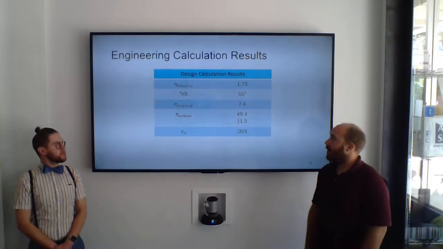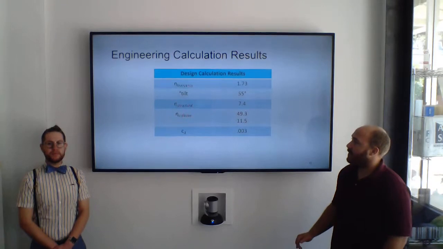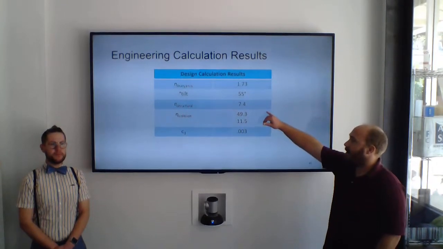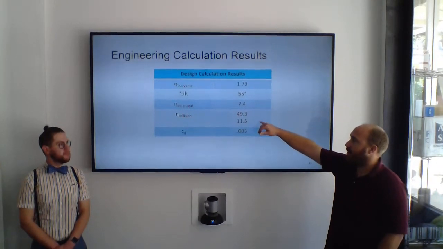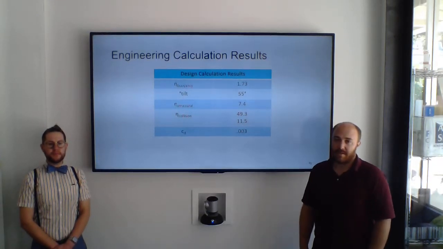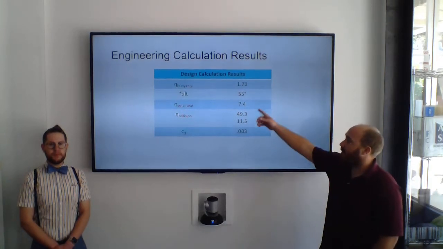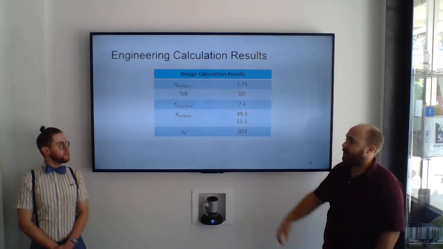So in conclusion with our calculations and analysis, we came up with a factor of safety for buoyancy, our structural material, as well as the collision. And all these were high enough that we would go ahead and accept our preliminary design with our kayak. We also calculated again the degrees of tilt and then the coefficient of drag as well.